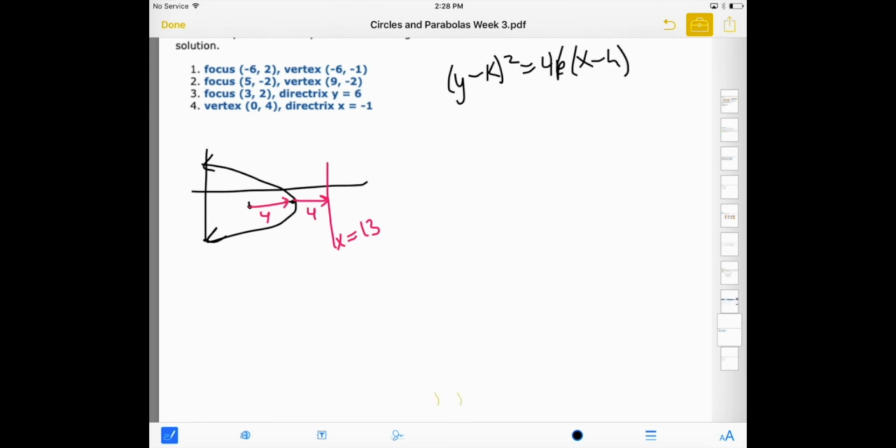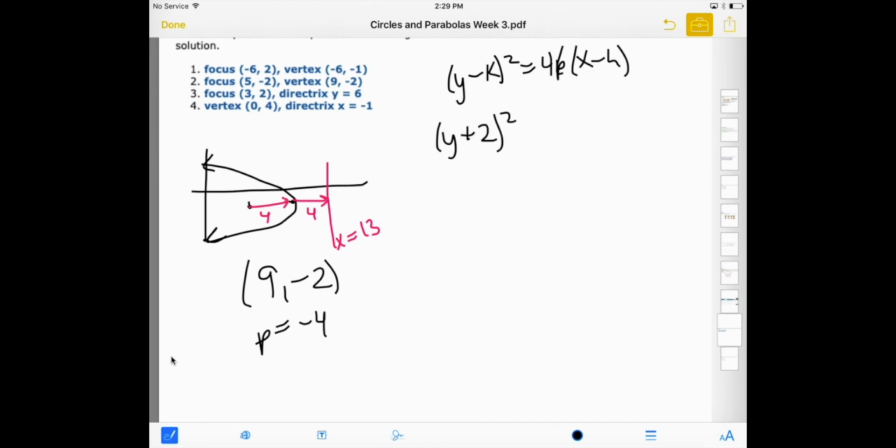Now the p-value again is the distance from the focus to the vertex, and something that I didn't mention before is that if your graphs are pointing either to the left or down, you want to make sure that your p-value is in fact the negative number. If it's up or to the right, it'll be positive. If it's left or down, it will be negative.